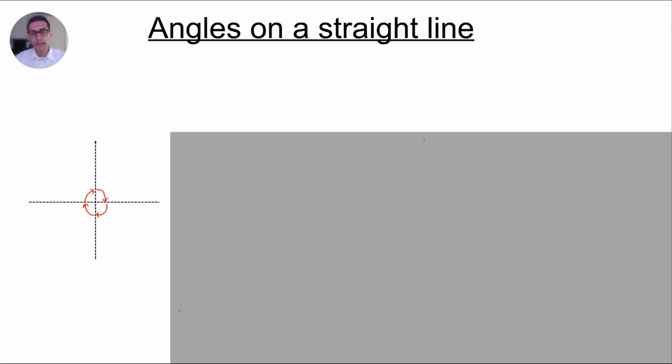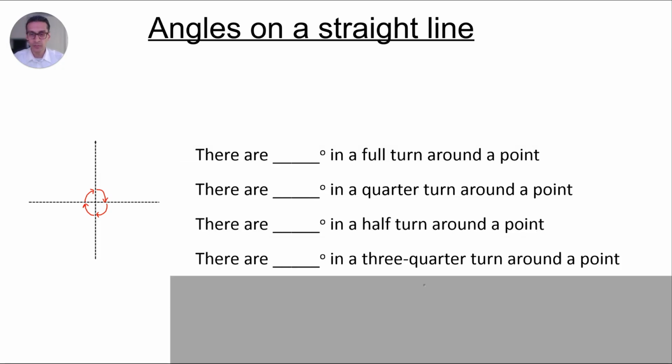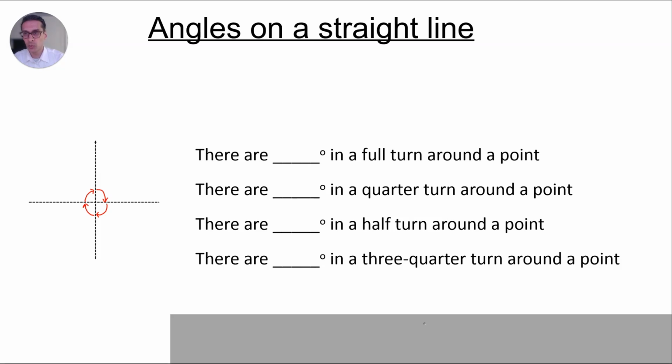This video is going to be looking at angles on a straight line. Before we start, we just need to remember a few simple facts that we have looked at in previous videos. So we should know that there are blank degrees in a full turn. A full turn means you're going all the way around, and we know that should be 360.